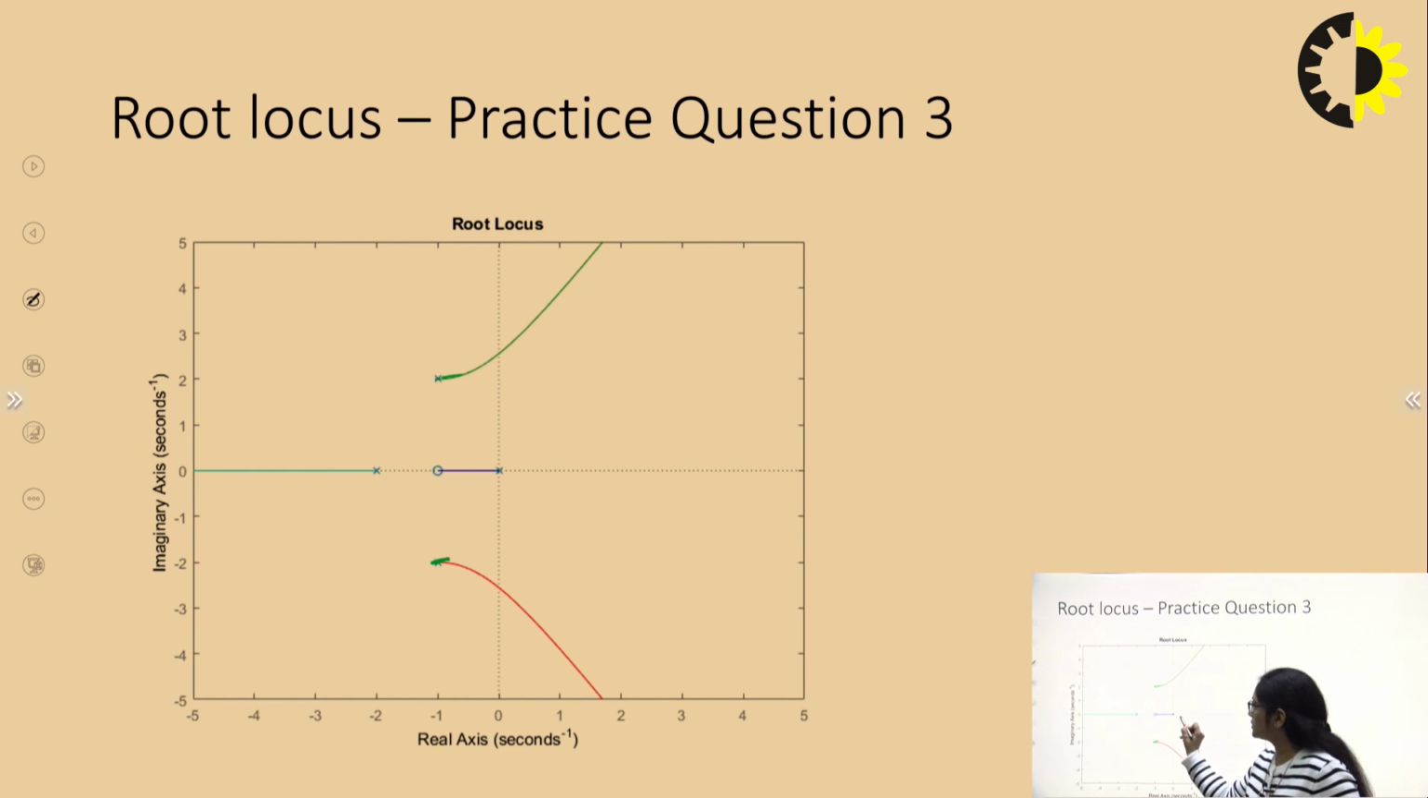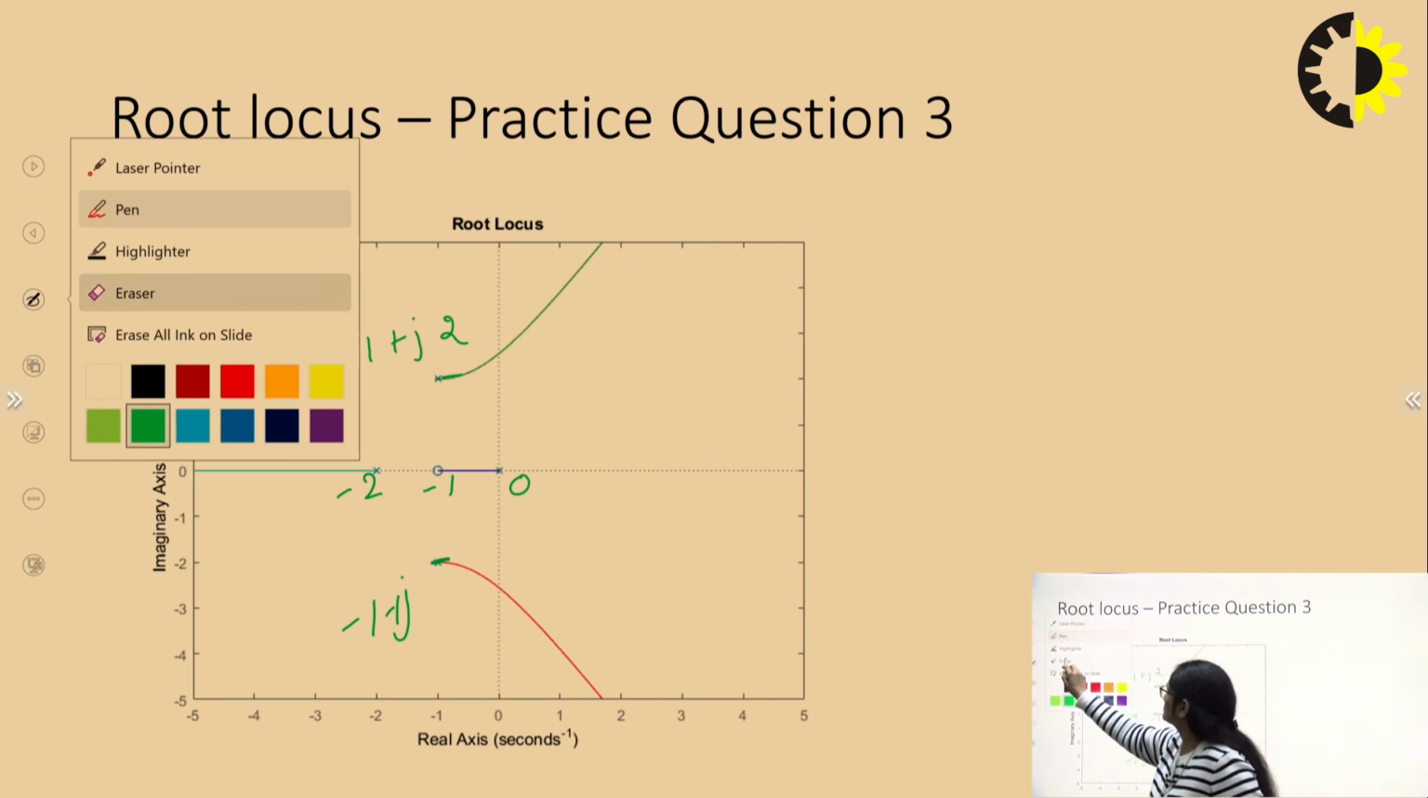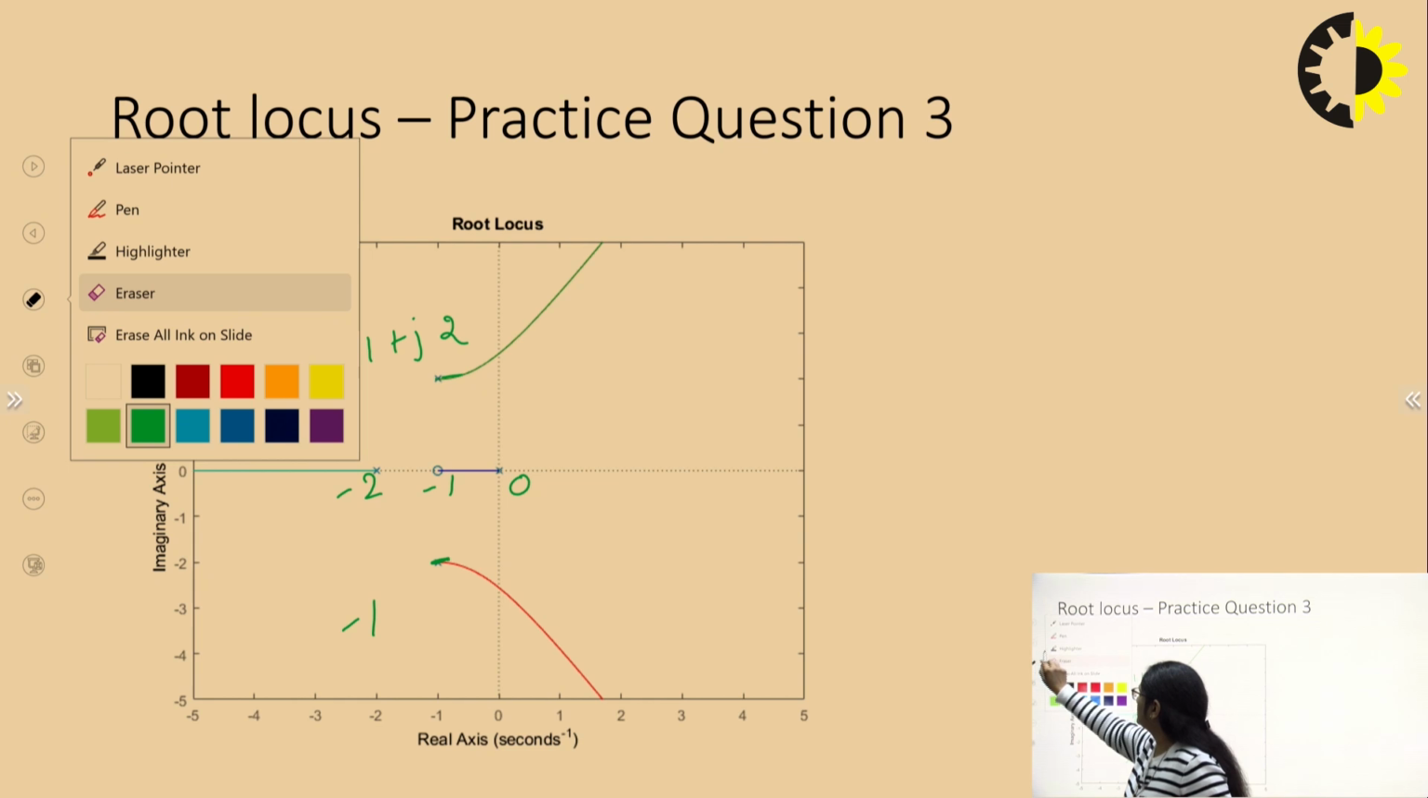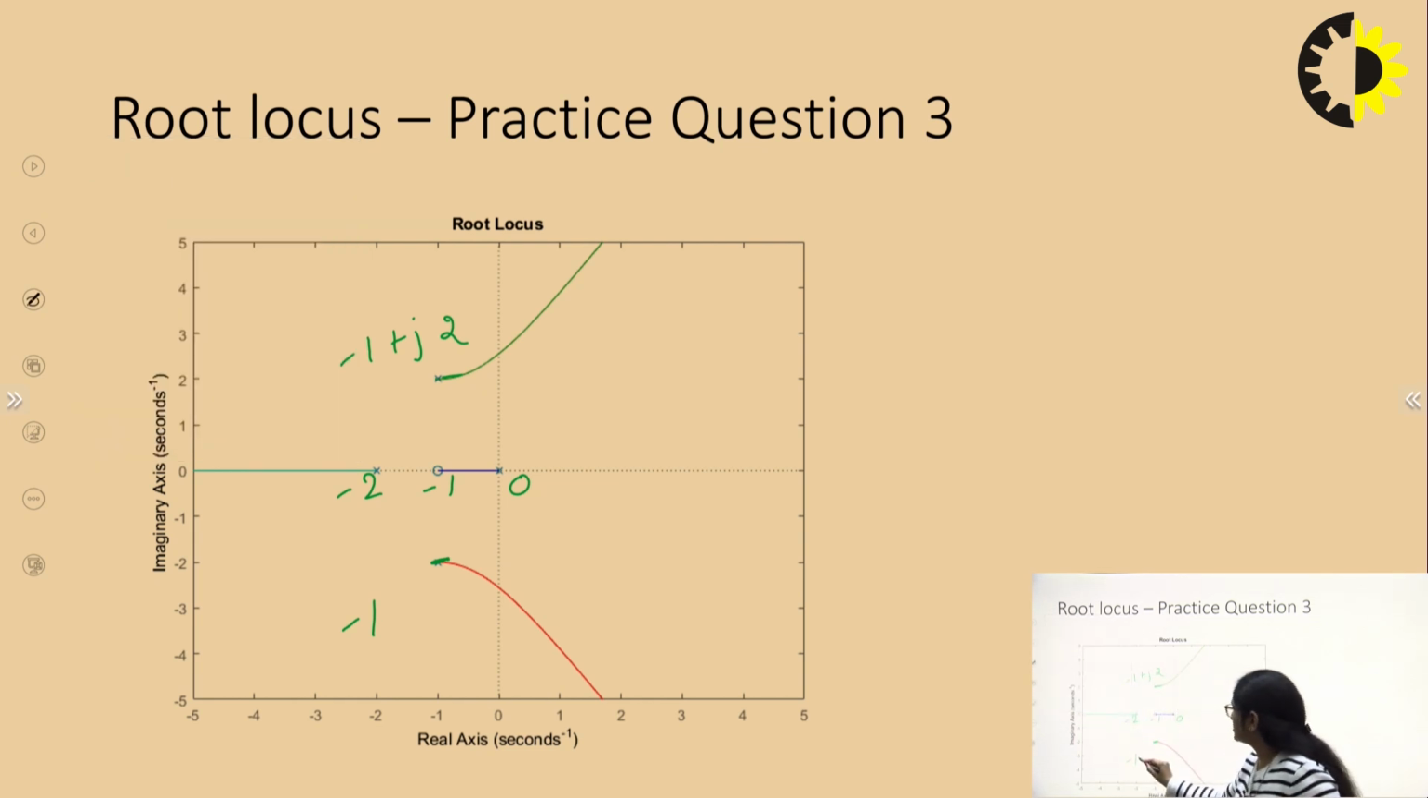So this is the root locus, this is the origin, this is the 0 at -1, this is a pole at -2, there is a pole at -1 plus j2, and there is a pole here at -1 minus j2. So these are the two complex poles.